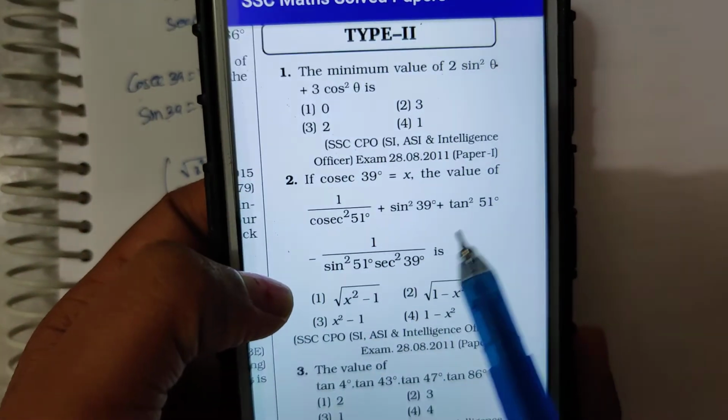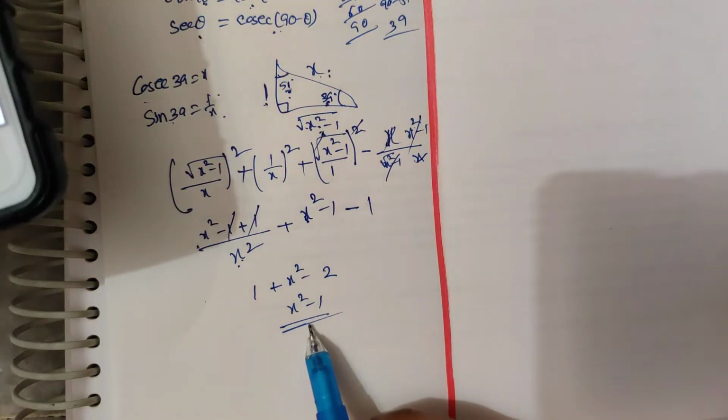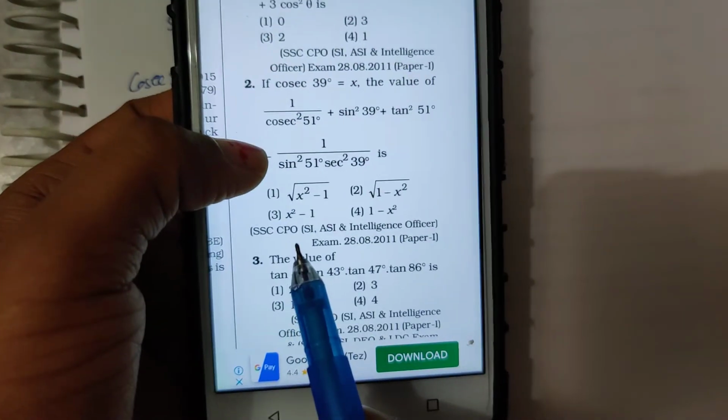So finally, after solving all this equation, we will get the answer as x square minus 1. That is the third option.